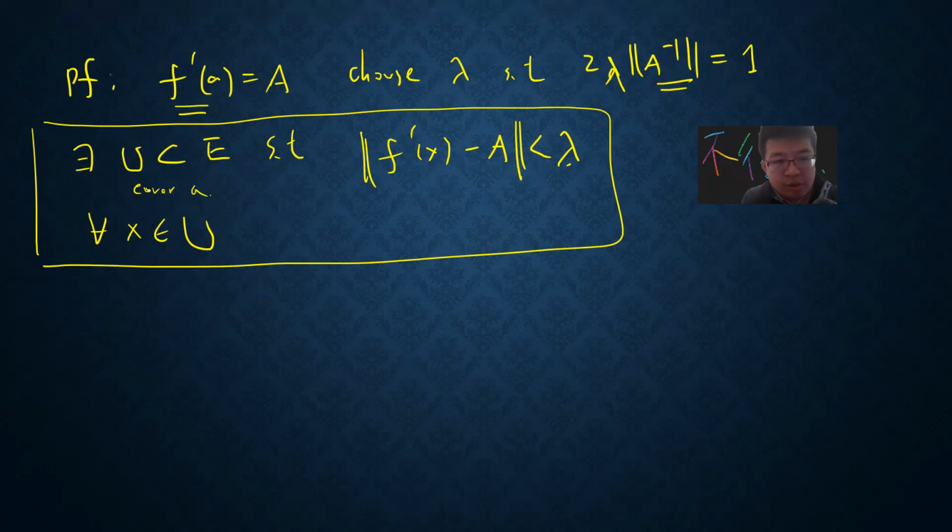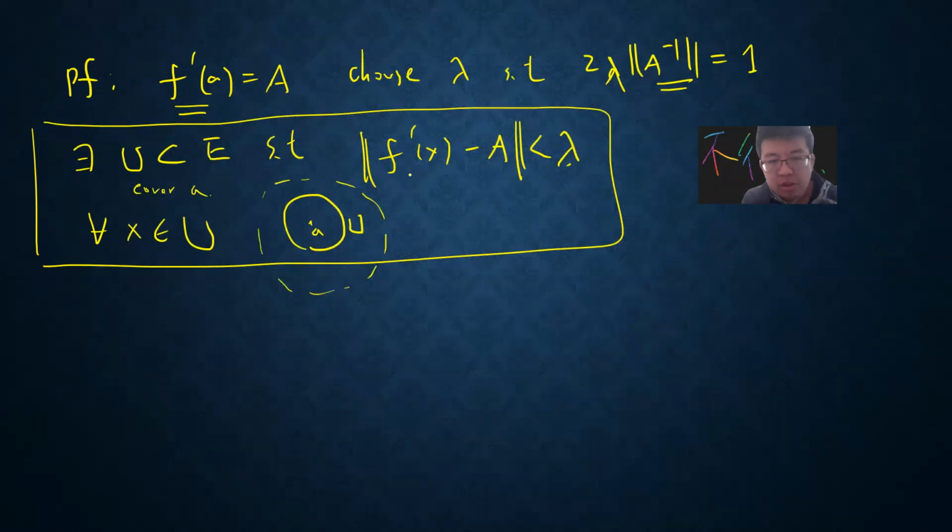And U is an open ball. So basically A is here, and there's an open ball U, such that the norm of f prime of x minus A is less than or equal to lambda. Okay, by continuity of f prime of x, I choose lambda this way. So this is the important step. Once this step is fixed, then I think the proof is easy.